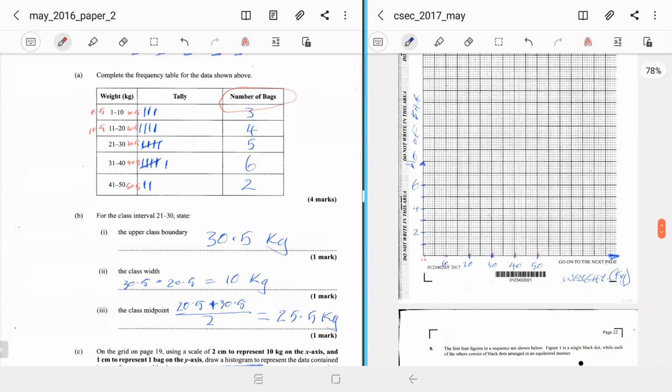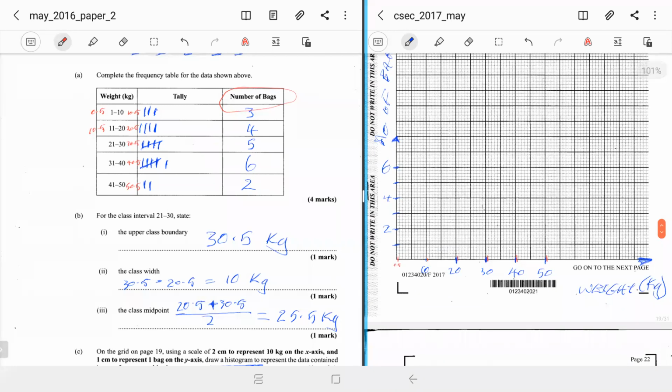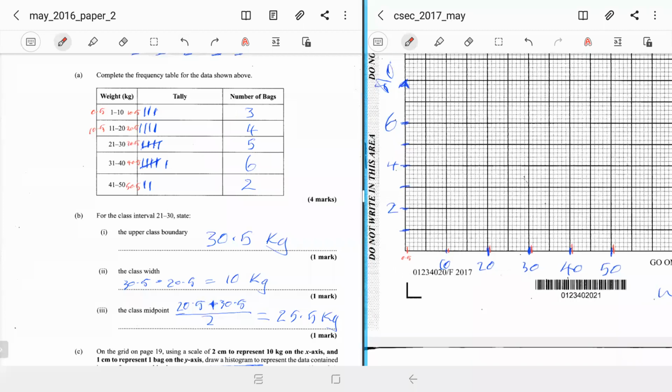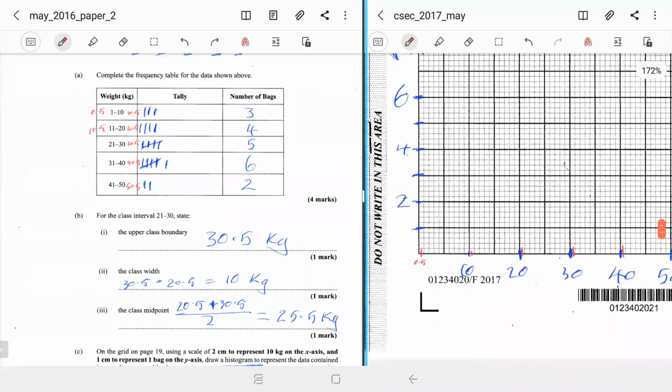Then I'm going to draw the graph. But let's draw the graph in purple. Let's draw the bar, the histogram in purple. So the first one had a frequency of 3. So the first bar going up to 3. Remember, I go from boundary value to boundary value. So this one comes up right here to 3. So the first bar here coming up to 3.